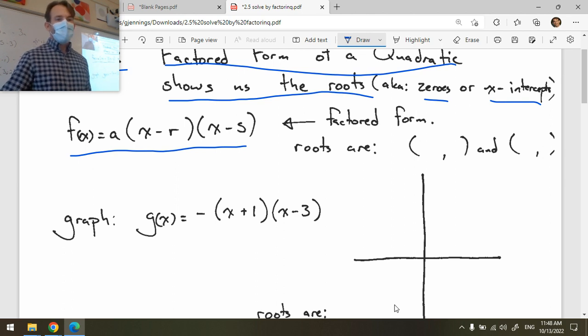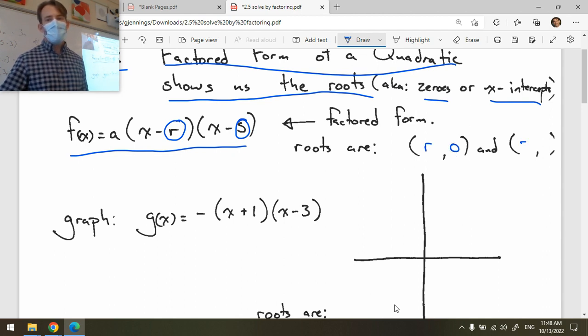Well, the roots are given by r and s. Here's r, here's s. So the roots would be r, 0 and s, 0. The zeros come from the fact that they're x-intercepts. The value of y all along the x-axis is 0. The x-axis is effectively the line y equals 0. That's all the places where the output is 0.